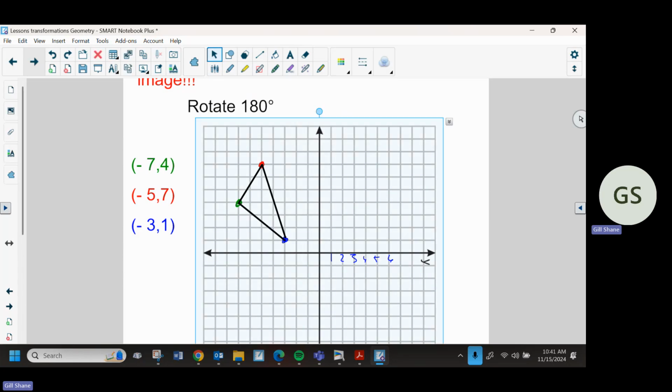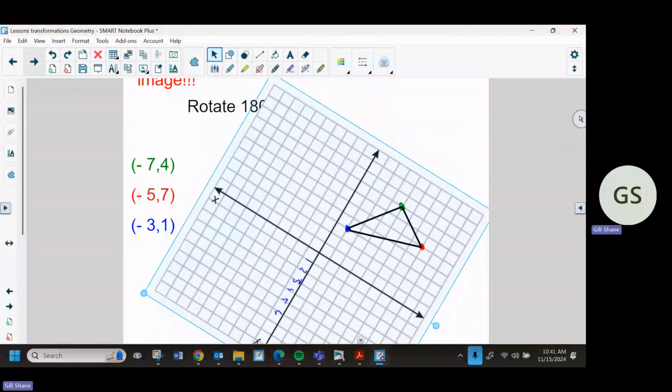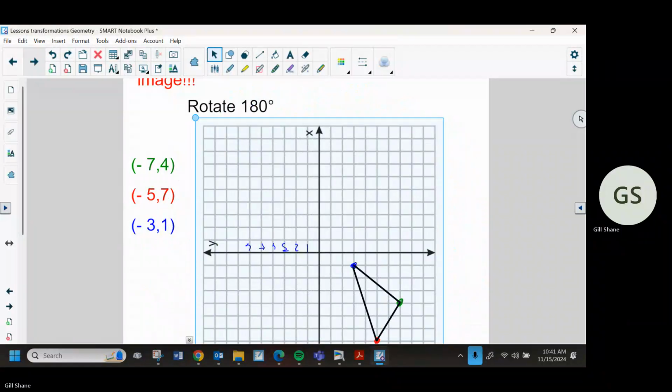How many turns is 180 degrees? Two. I've turned it twice. The top will be at the bottom. Like if I turn it twice, the top's going to wind up being on the bottom. One, two. Ignore the numbers. The numbers just moved. These were positive, and now you're going to see positive down here.